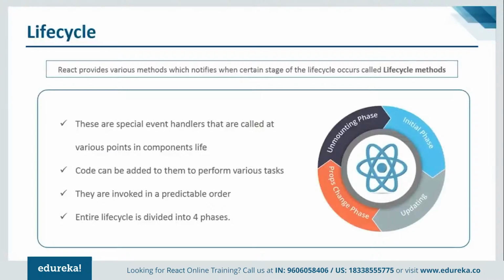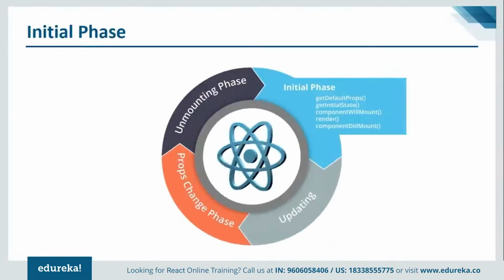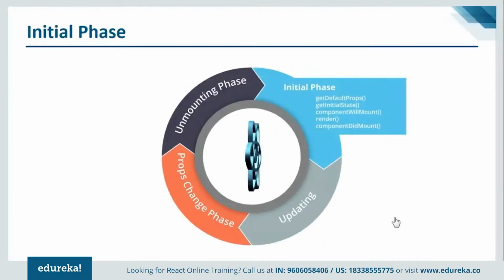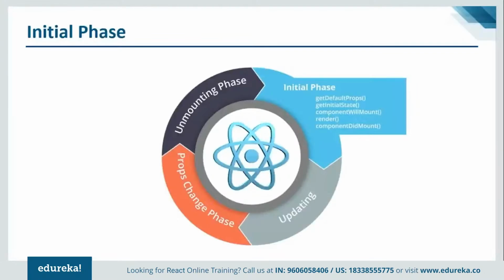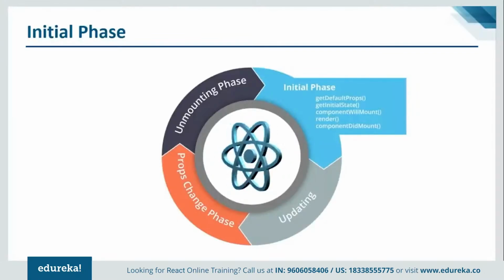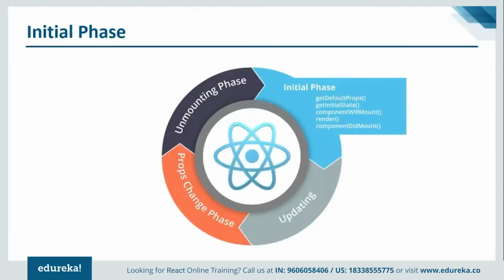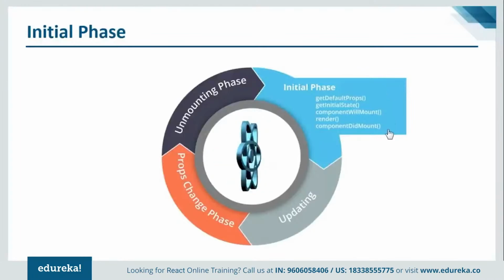The life cycle is divided into 4 phases. They are the initial phase, the updating phase, the props change phase, and the last is the unmounting phase. Each of these phases contains some lifecycle methods which are specific only to them. So let's find out what happens during each of these phases. The first phase in the component's lifecycle is the initial phase, or the initial rendering phase. This is the phase when the component is about to start its life and make its way towards the DOM. In order to do so, all these methods are invoked in an order.